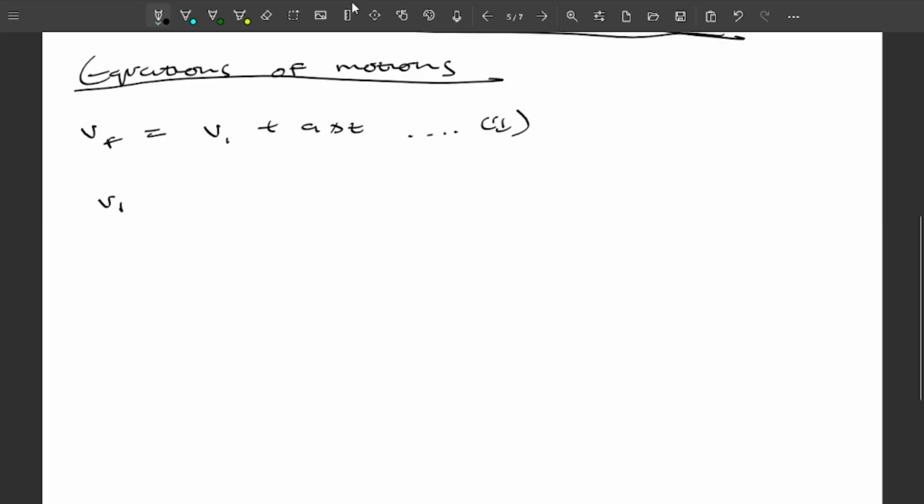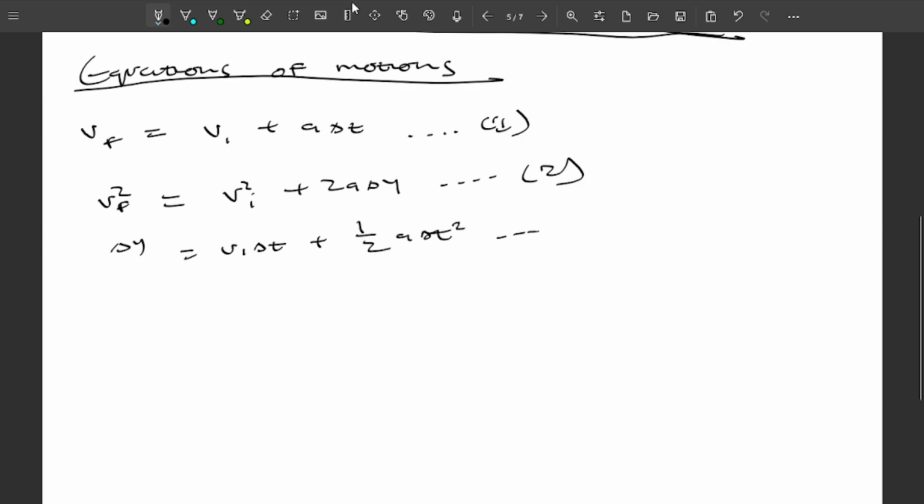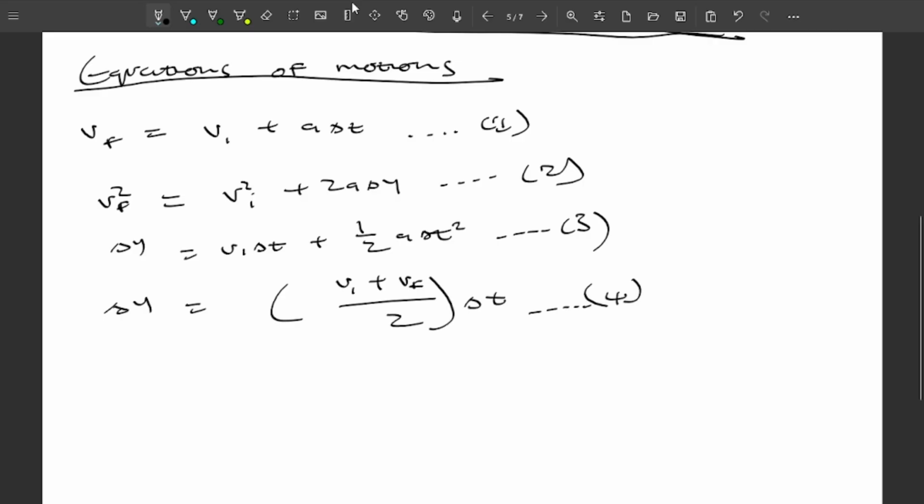Now we have the second one, which is Vf squared equals V initial squared plus 2a change in y, right? And now this is the second one. Now the third one we have is the change in y, which equals v initial change in t plus 1 over 2 a change in t squared. This is the third one. Now the fourth one is the change in y, which equals v initial plus Vf over 2 change in t. Now this is the fourth one.